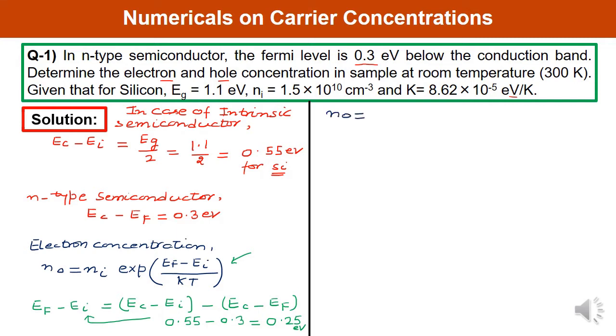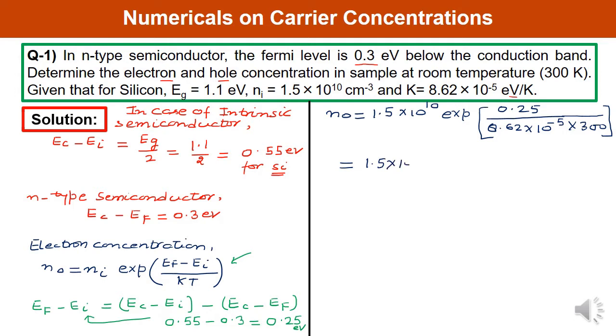Now let us substitute the values in the given equation. Means what is N0? Ni is given 1.5 into 10 raised to the power 10, exponential of Ef minus Ei, which you have already calculated as 0.25, upon the value of K, 8.62 into 10 raised to the power minus 5, into T, which is 300. Now simplify this particular value. You will be getting 1.5 into 10 raised to the power 10 times the exponential term, which is 1.58 into 10 raised to the power 4, which will be coming out as 2.37 into 10 raised to the power 4 per centimeter cube. So you have calculated N naught.